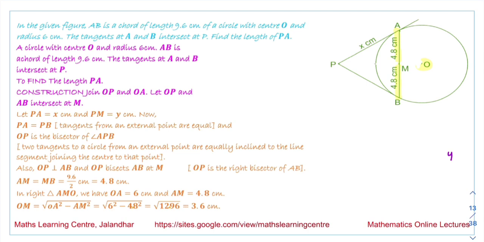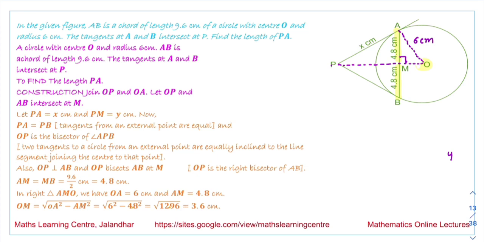So to find the length of PA, we are going to do the construction, and we have joined this point P and O. We have joined P with O, and we have joined this point A and O. Now the radius of the circle is given to be 6 centimeter, so this length AO is 6 centimeter, and this PO line will be the perpendicular bisector of AB. This we already know. So the length AM is 4.8 and length MB is 4.8 centimeter. Now we have to find the length of PA.